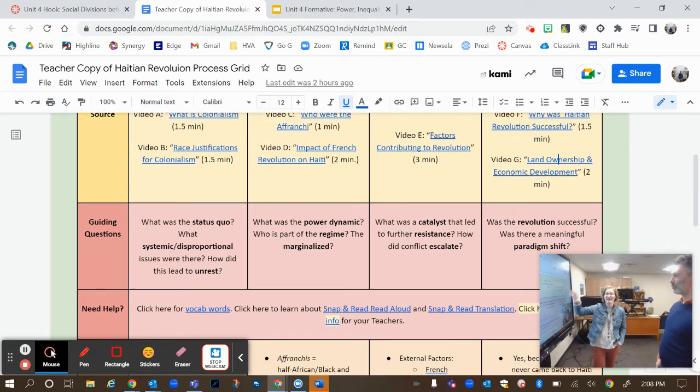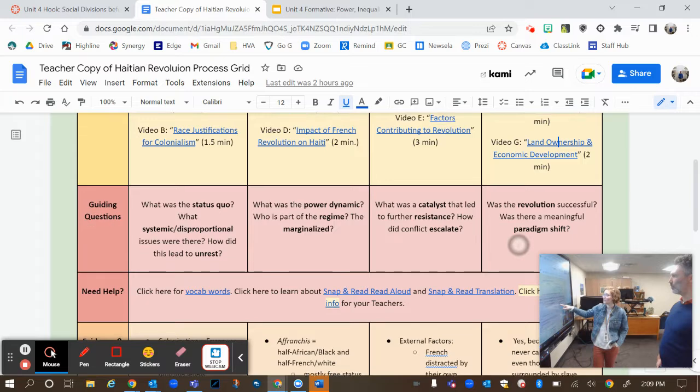Then we've got just thinking about the power dynamics. So again, what are the relationships between these different groups of people? A catalyst is something that starts something. So what led to further resistance? How did conflict escalate? And then, was the revolution successful?